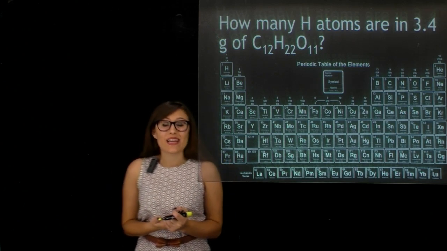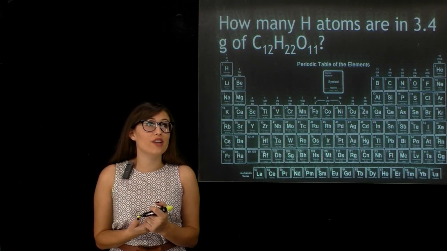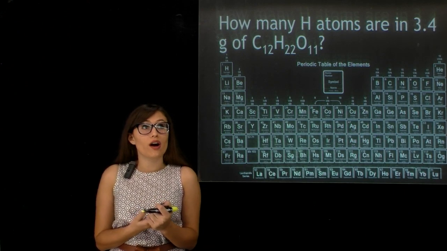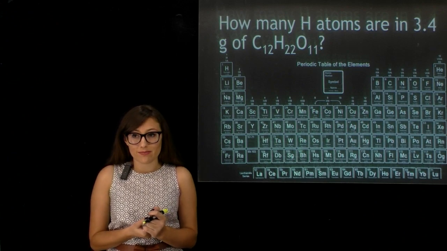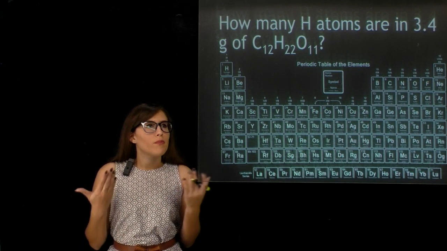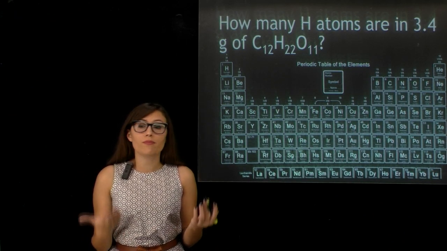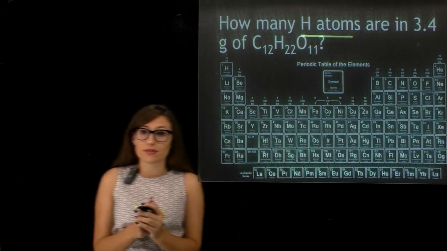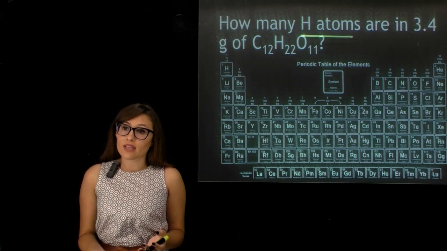Hello and welcome back. The following problem says, how many hydrogen atoms are in 3.4 grams of C12H22O11? When approaching this problem, we need to first identify what we're looking for. We're looking for hydrogen atoms. And they give us grams of sample.